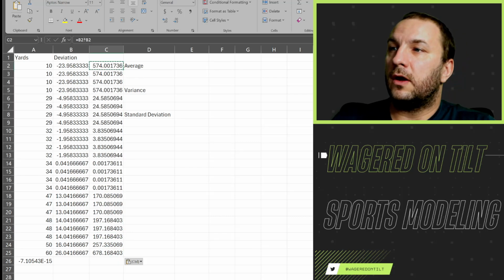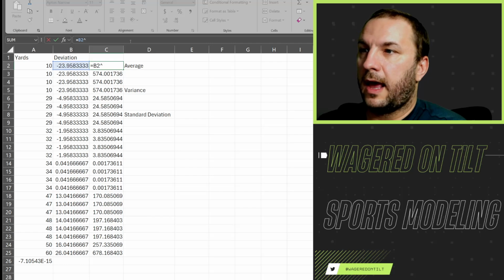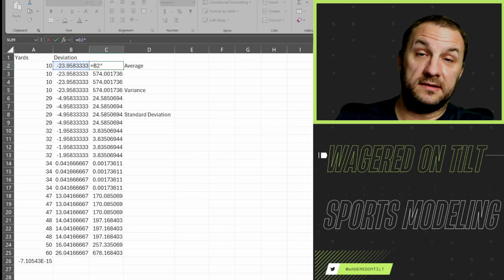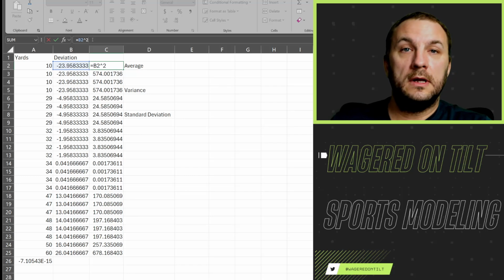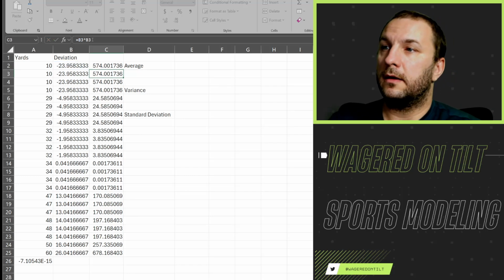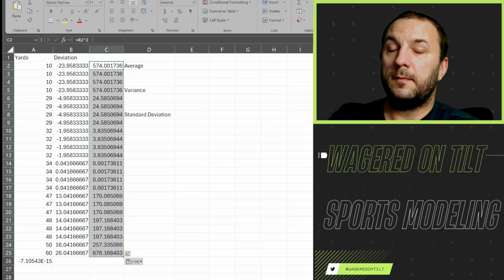The other way that you can do this is called a hat. It's the symbol above the six. So you'd say B2 hat 2, and that's a way to say B2 squared. And it's going to give you the same value there.